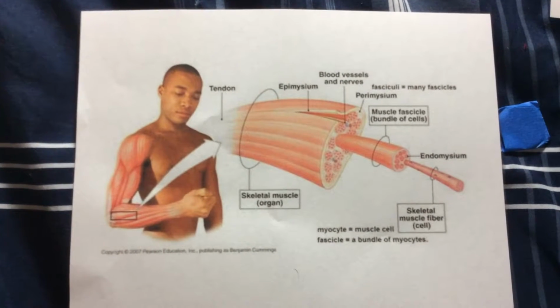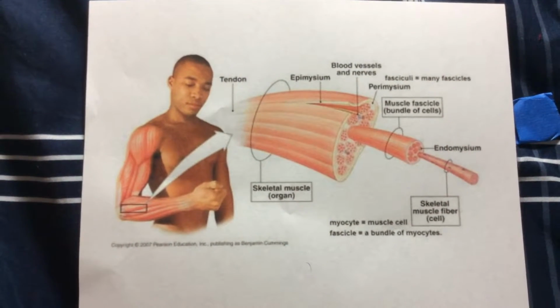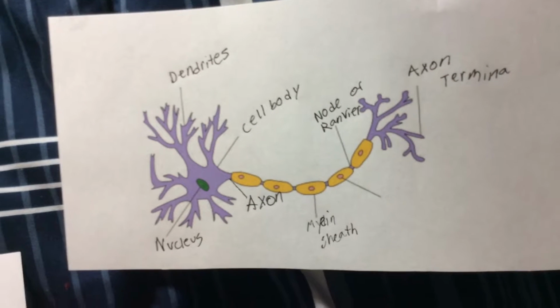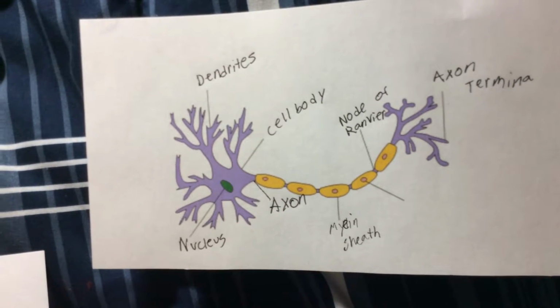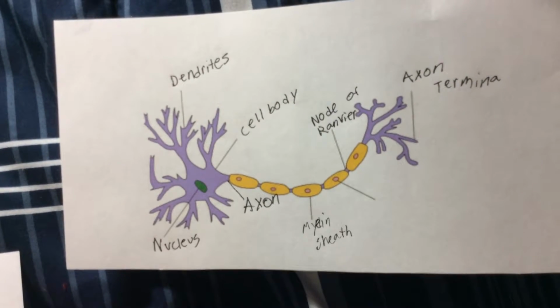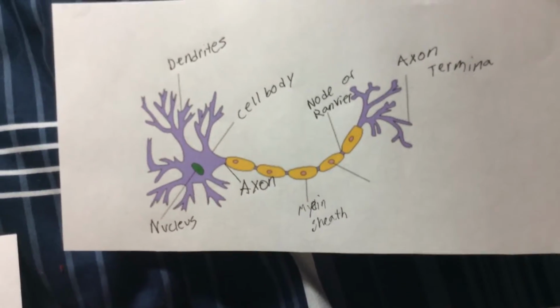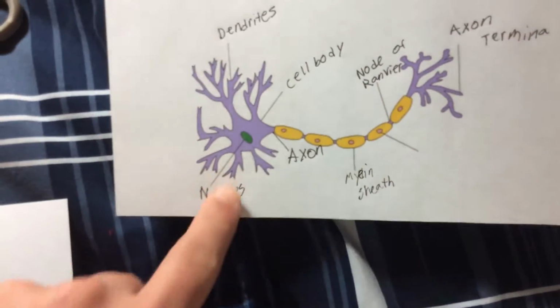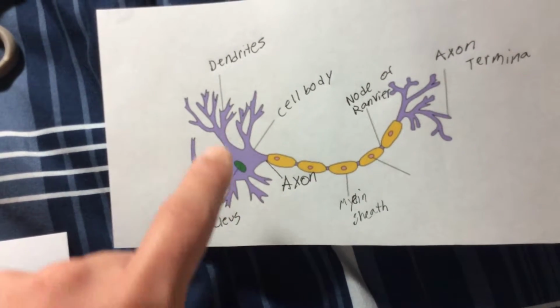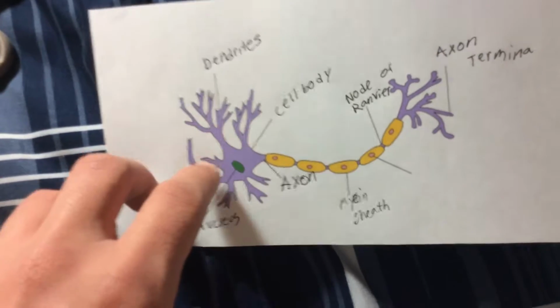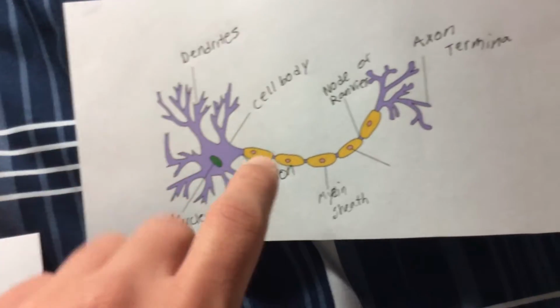In order to understand this guy and how he flexes his arm, you need to understand what a neuron is. A neuron sends impulses throughout the body for your body to respond to and create that movement. So over out here, we got the nucleus, the dendrites, and the cell body. Those control what the neuron does.